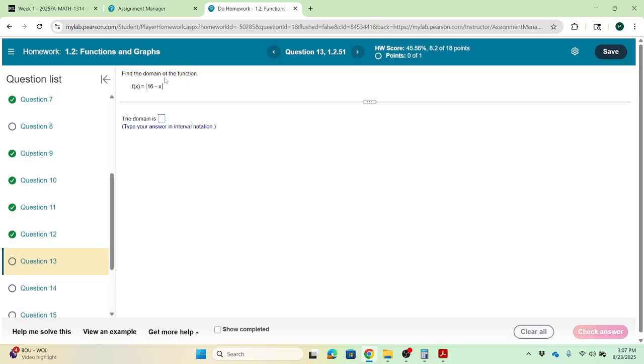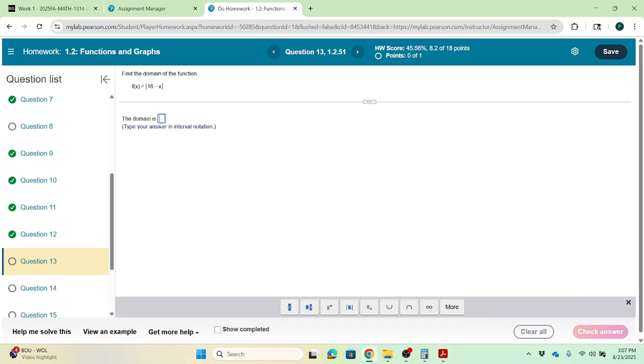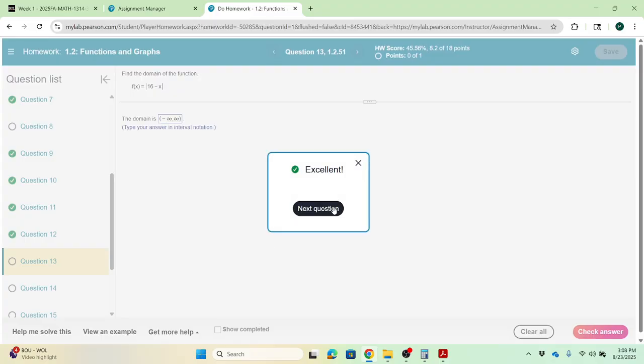Here, do you see a fraction? No. Do you see a radical sign? No. Then the domain is supposed to be again all real numbers. And this is how we write all real numbers: anything from negative infinity up to positive infinity. So in interval notation, that's how we write all real numbers.